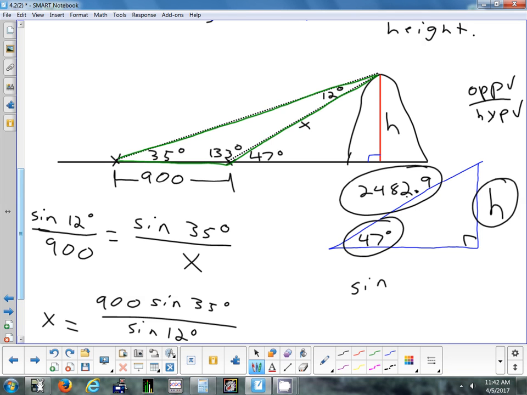So from here, we're finishing this up like we did 2 weeks ago. If you want to use law of sines again on this, you could. But I think it's easier to just say sine of 47 equals opposite over hypotenuse. That's SOHCAHTOA, what we just did. Okay, and now to get the 2,482 on the other side, I would do what?